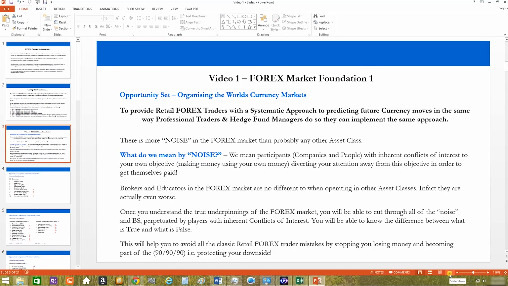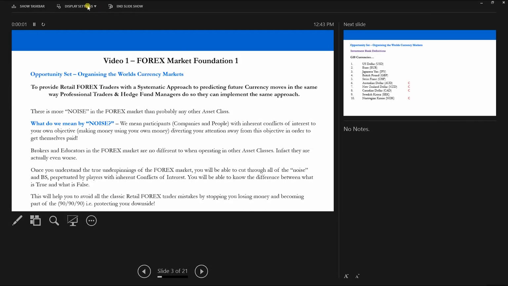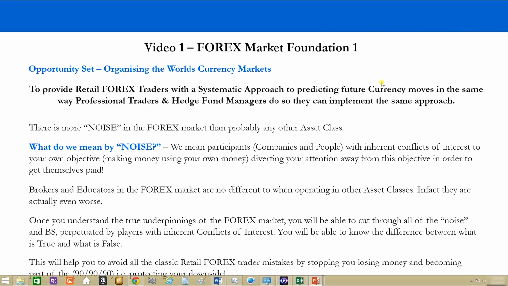Okay, so let's get started with building out our understanding of the underpinnings of the Forex market. And let's try to establish a really solid foundation and understanding of the currency markets. So the first thing we're going to have a look at here is we're going to try to understand what the Forex markets are all about in their basics.